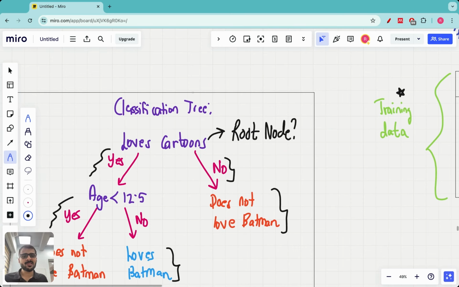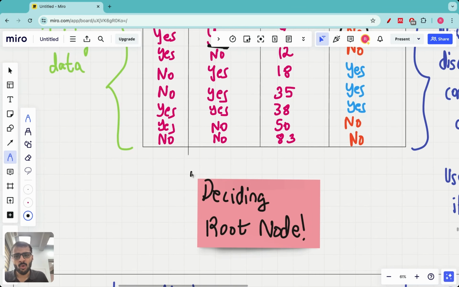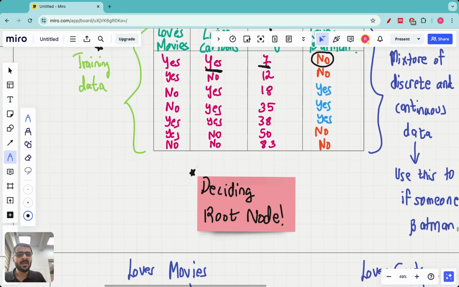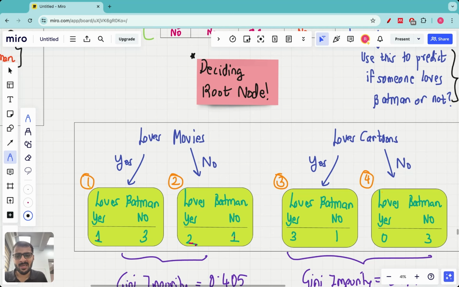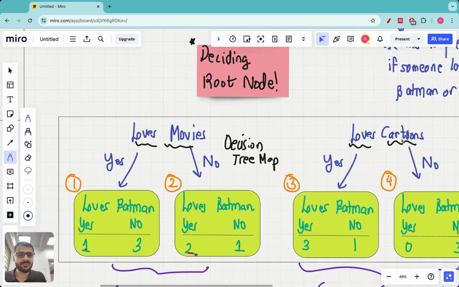So in the previous lectures, our main goal is to try to find out what should be at the root node. The main goal which we have been at in the previous lecture and the lecture before that is how can we decide the root node? And we have made significant progress. In fact, when we concluded last lecture, we had reached this stage where we constructed a decision tree map. So this is what is called a decision tree map. We constructed this map for two questions: loves movies and loves cartoons.